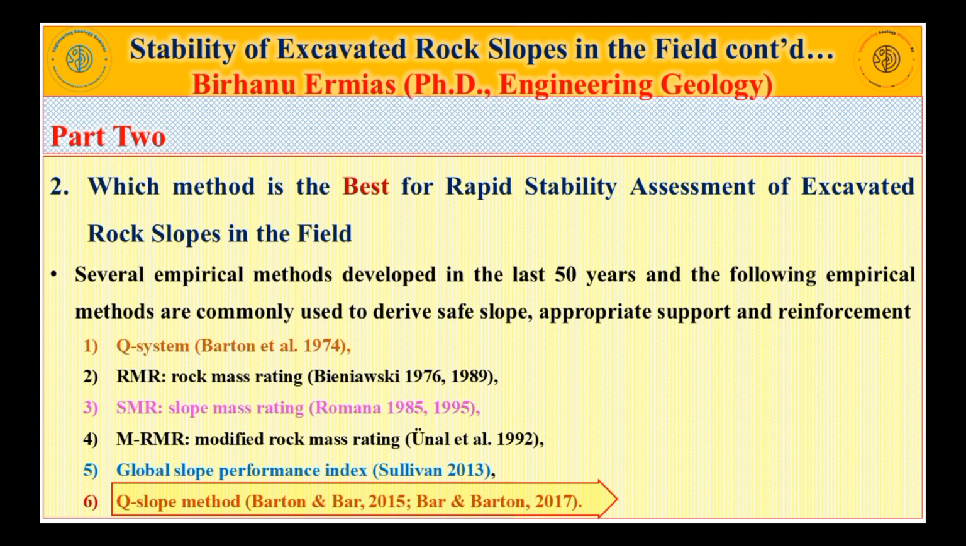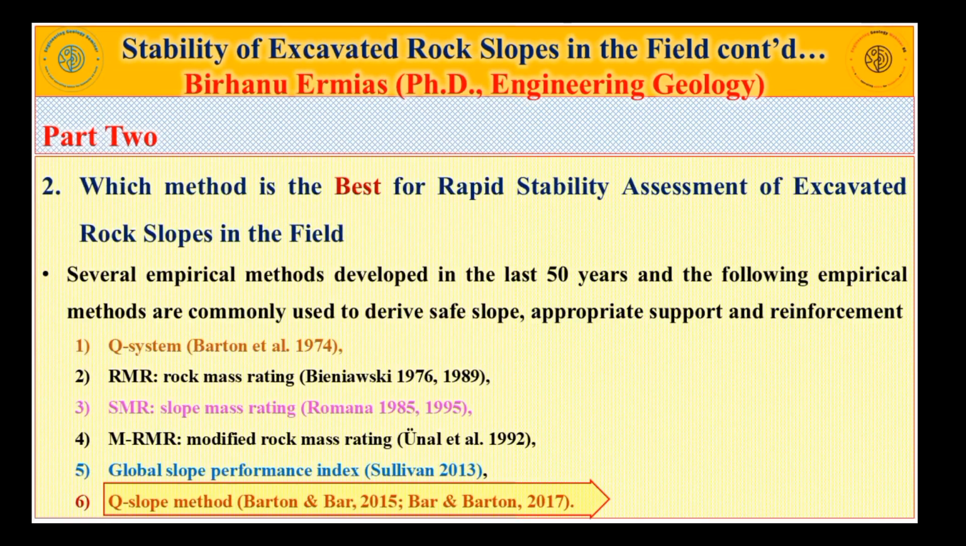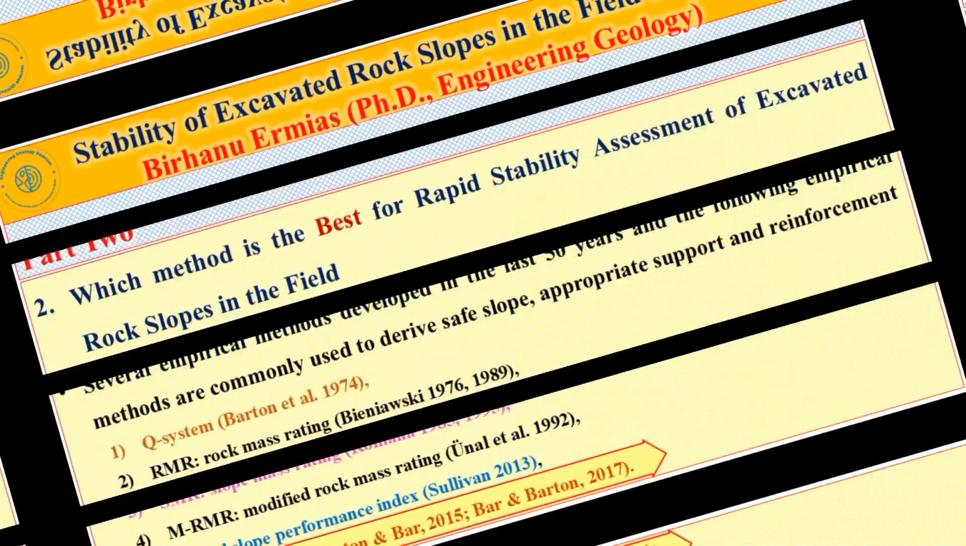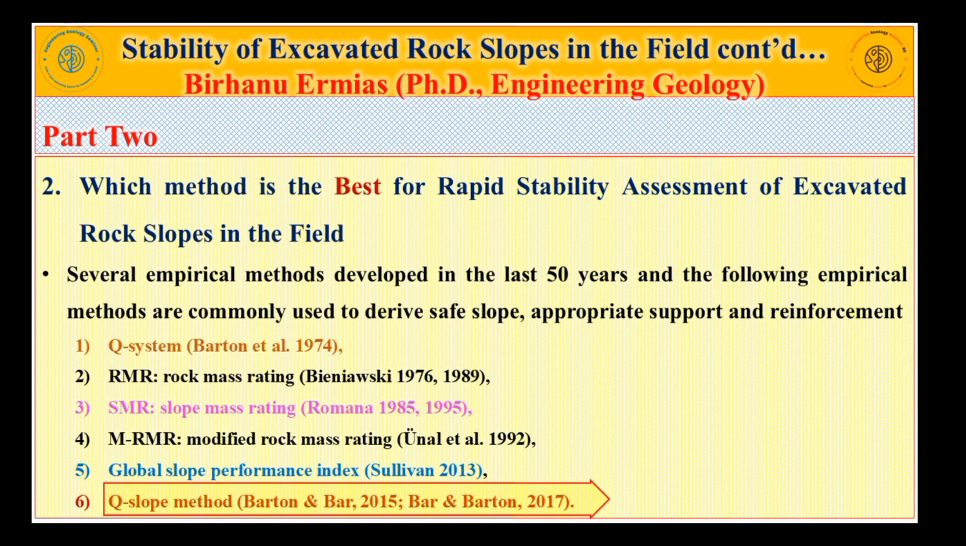There are 6 empirically derived methods listed here: the Q system by Barton et al. 1974, rock mass rating by Bieniawski, slope mass rating by Romana, modified rock mass rating by Unal, global slope performance index by Sullivan, and the Q-slope method by Barton and Bar since 2015. These are among the methods that we will see in the next episode.